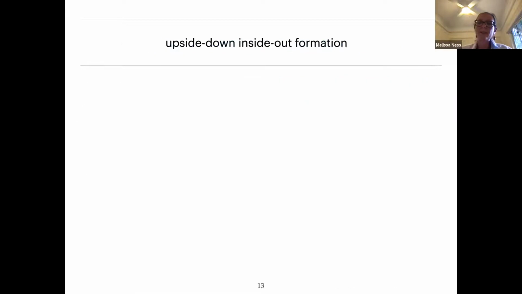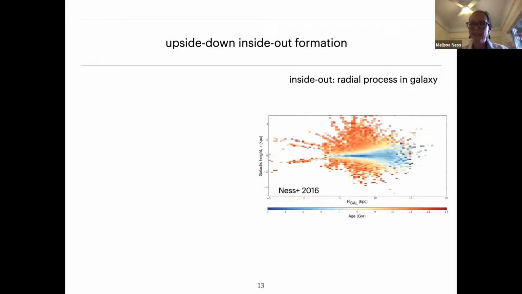So what's inside out and upside down formation? Let me just spend a couple of minutes going through this. So inside out is the radial growth of the disk over time. Stars form in the inner region, and then over time grow across the galactic disk so that we find our older stars in the inner galaxy, our younger stars in the outer galaxy. And we can see this from the APOGEE survey.